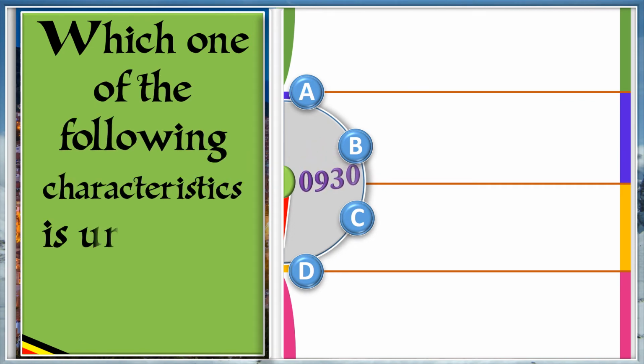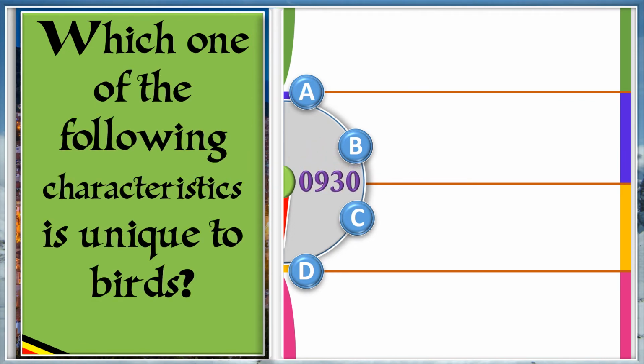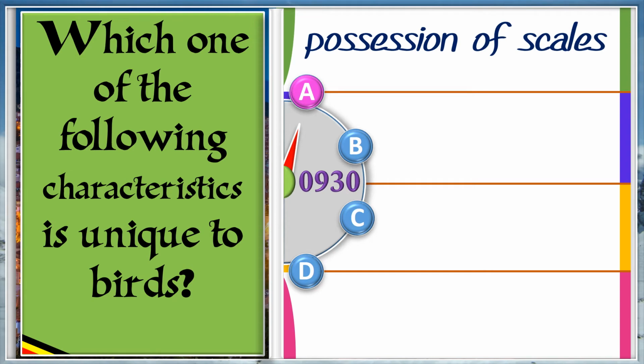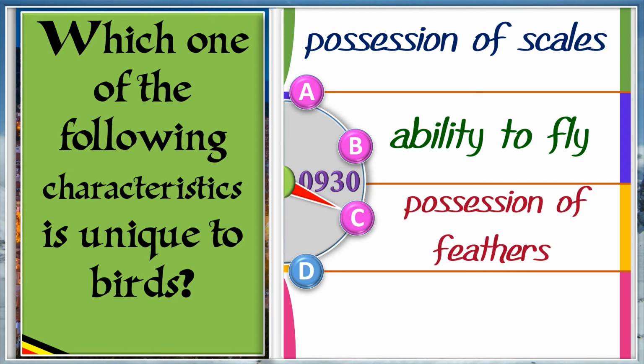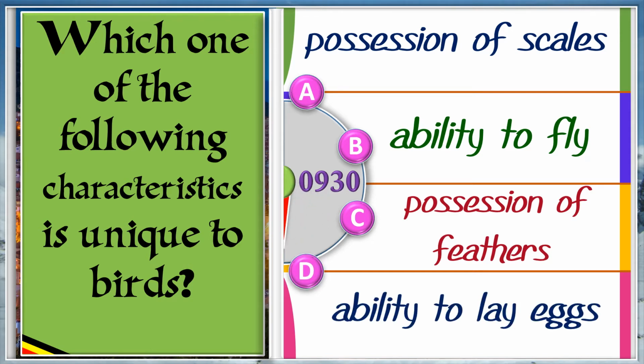Which one of the following characteristics is unique to birds? A. Possession of scales. B. Ability to fly. C. Possession of feathers. D. Ability to lay eggs. And the answer is C. Possession of feathers.